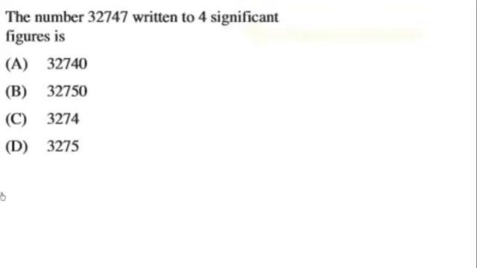So we start with this first question. The number 32,747 written to 4 significant figures is... so the number is 3, 2, 7, 4, 7. We want to rewrite this to 4 significant figures.